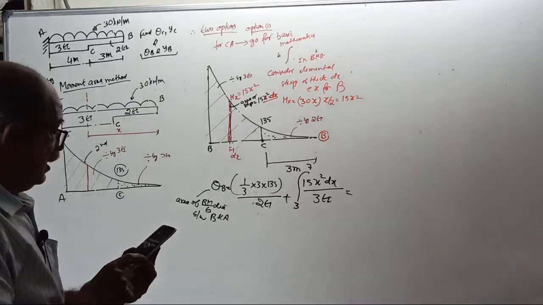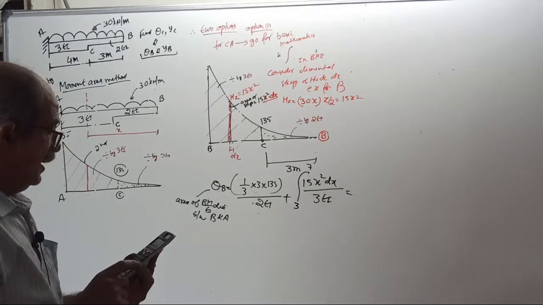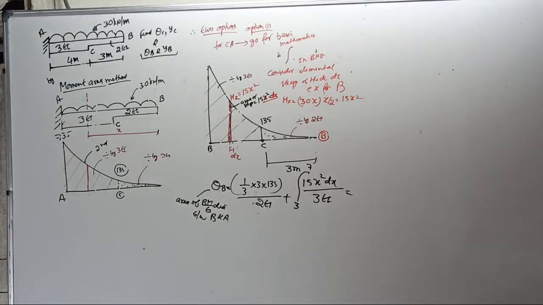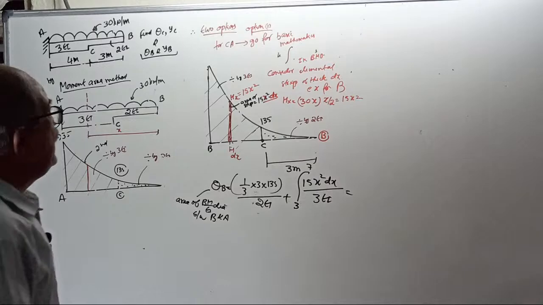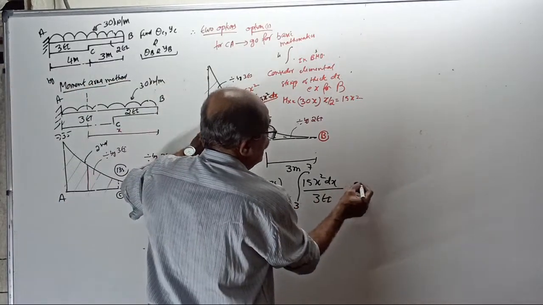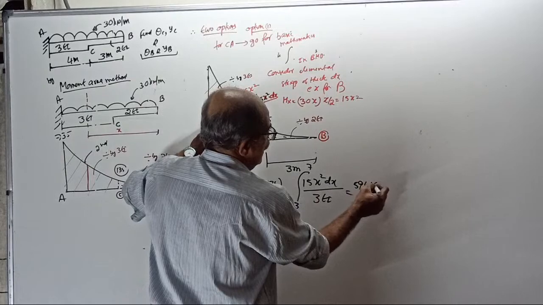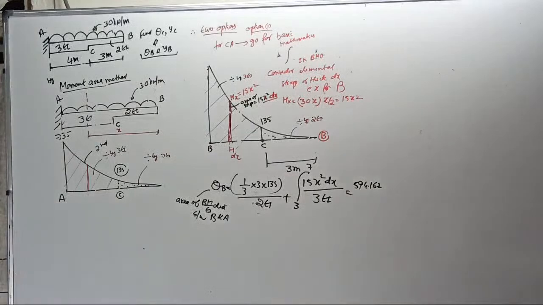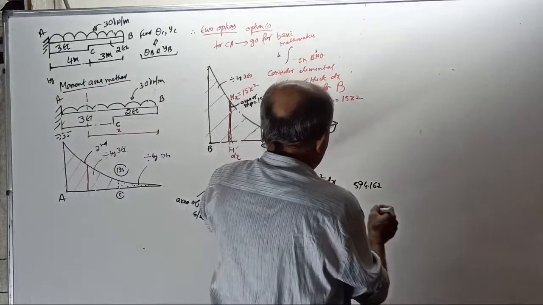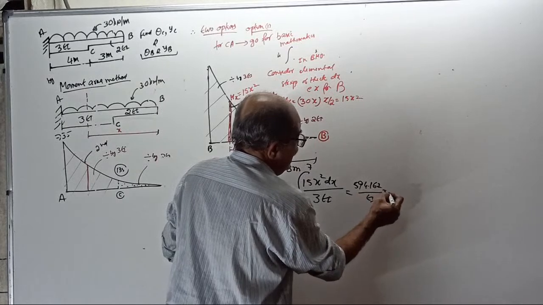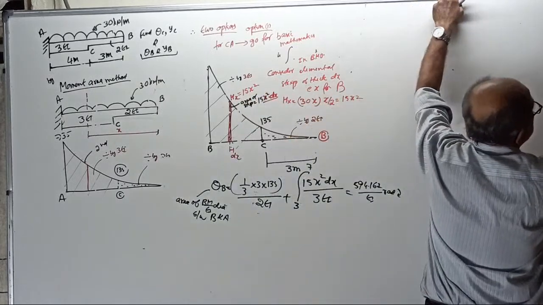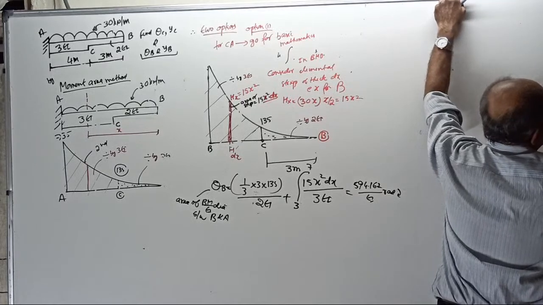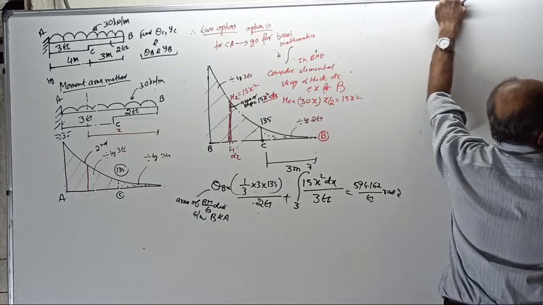Then answer. Okay, I put 1 by 3. Equal to, I got 594.167. Is it correct? I doubt very much; I think correct or wrong, I don't know. I got 594.167. It is 594.167 by EI radian clockwise. Then theta B: 594.167 by EI, that much theta B.